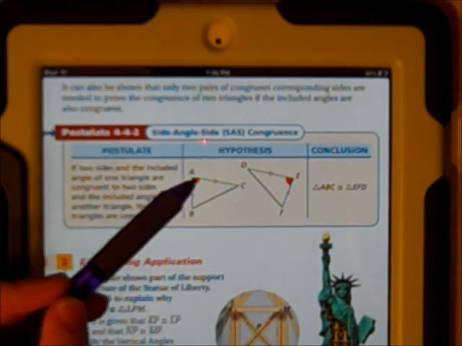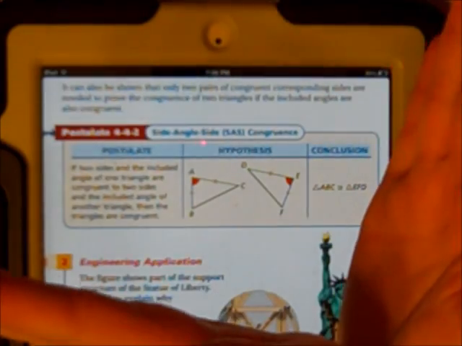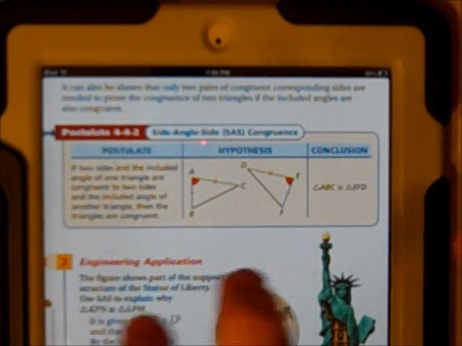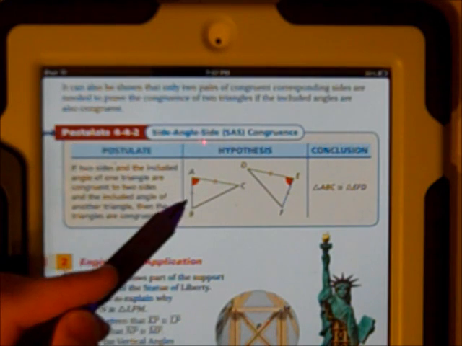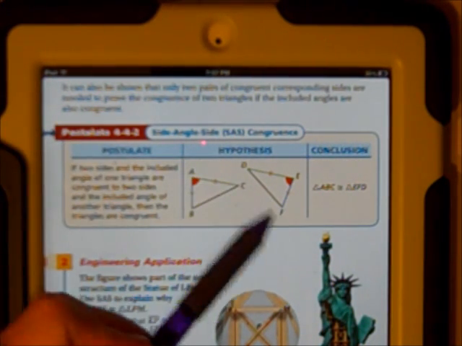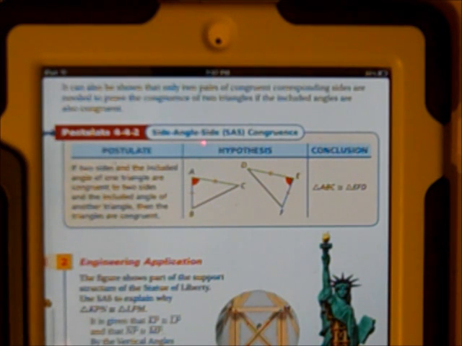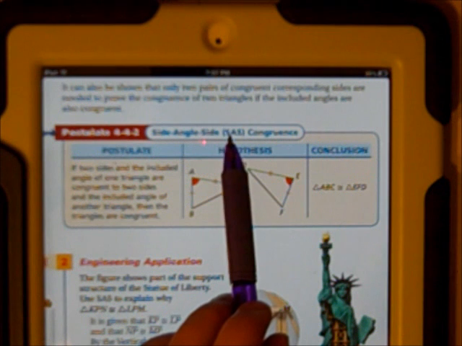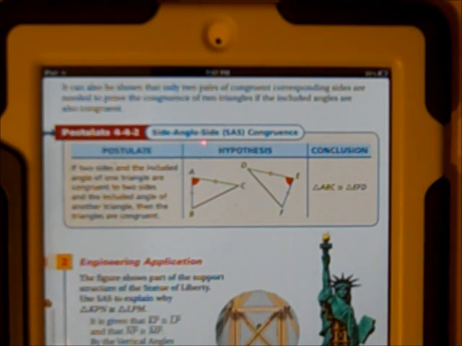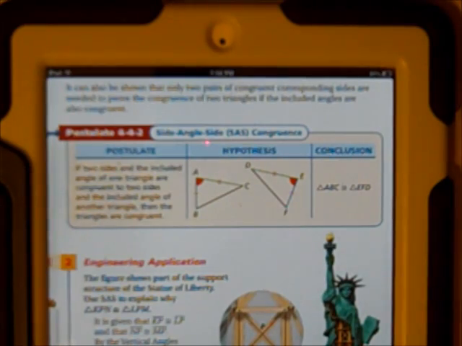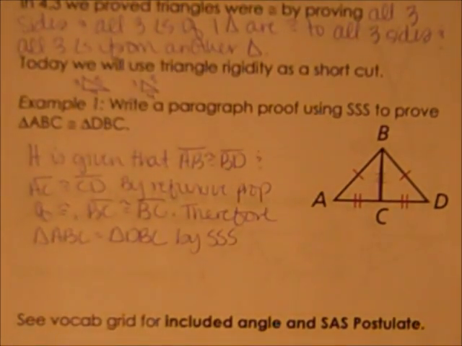If this angle has to stay the same width, then the side across from it is going to be proportional. So if these 2 sides are congruent and the angle in the middle, then there's no choice for how long BC and how long DF have to be. They have to be the same. So that is side angle side. Notice the letters right there, side angle side. They're written in the exact order. So now let's use it.